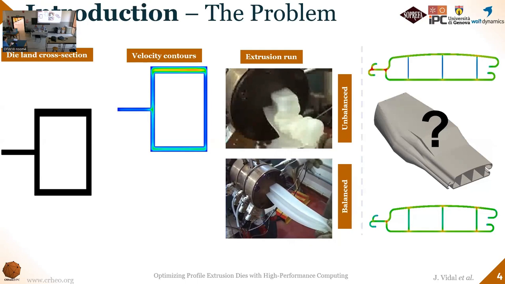In order to do it, the tool must be designed to have a uniform flow distribution, and that uniform flow distribution allows to obtain the desired profile. And to do that in a complex profile, it's not easy. It has a lot of dependencies: material, geometry, temperature distribution, and it's a big challenge to do it in a complex profile.